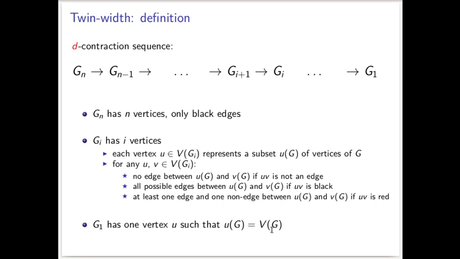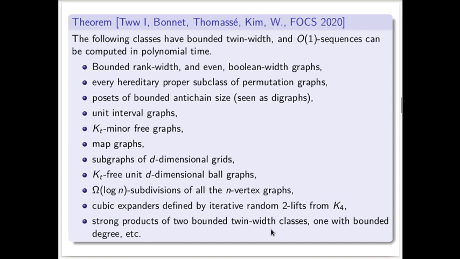A natural question is, which graph classes have bounded twin width? In the first paper of the series, we showed that many different classes have bounded twin width. It contains bounded rank width, and thus bounded clique width, and even bounded Boolean width graphs. We can also mention unit interval graphs, which have unbounded rank width, but also proper minor closed classes, which include planar graphs, for instance, and many other classes. So basically, any result on bounded twin width graphs will apply to all these classes, and we will be able to generalize some known results in a unified way.